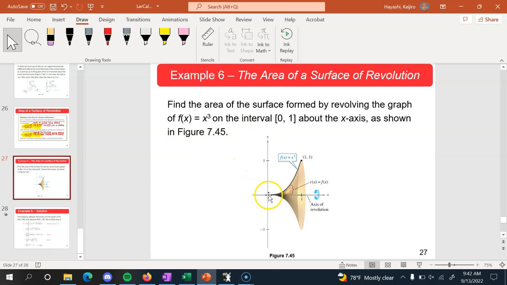So there's this curve, y equals x cubed, or f of x equals x cubed, from 0 to 1. This is just like a little section of it from 0 to 1, but it gets rotated around the x-axis, so that it forms this hollow sort of lampshade kind of surface, and we're going to try to find the area of that surface.